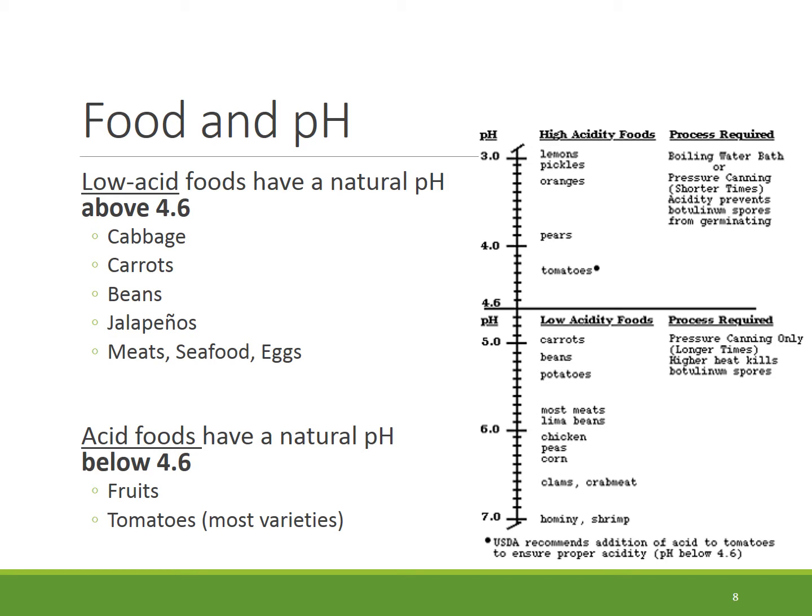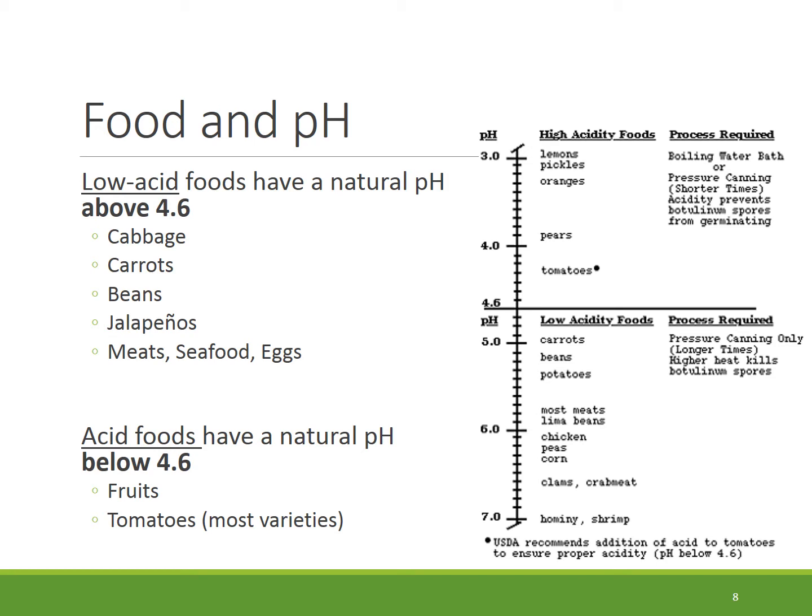Naturally acidic foods are fruits, while naturally low acid foods are vegetables as well as meat and seafood. Remember that the pH of foods is important when canning because Clostridium botulinum, a deadly bacteria, cannot grow and produce its toxin below a pH of 4.6. For foods canned above 4.6, a pressure canner must be used.